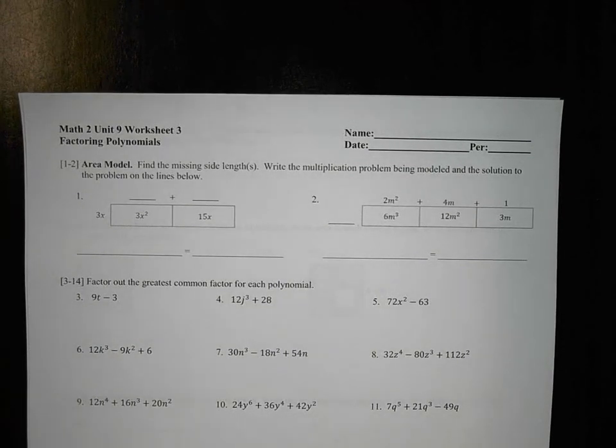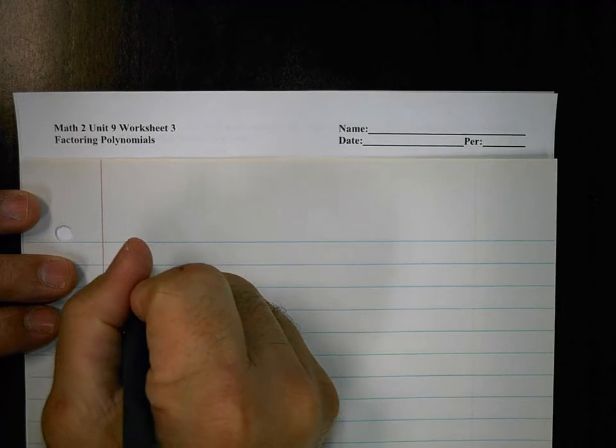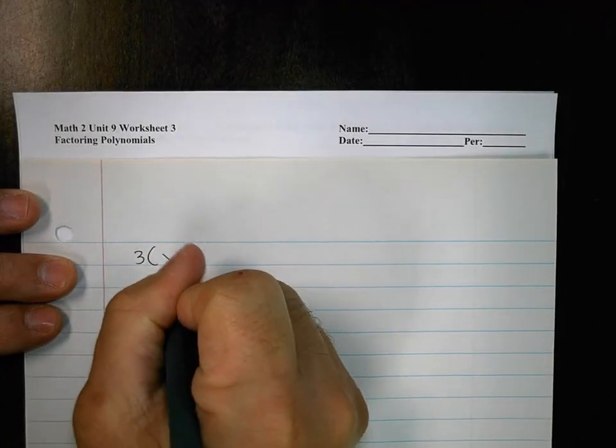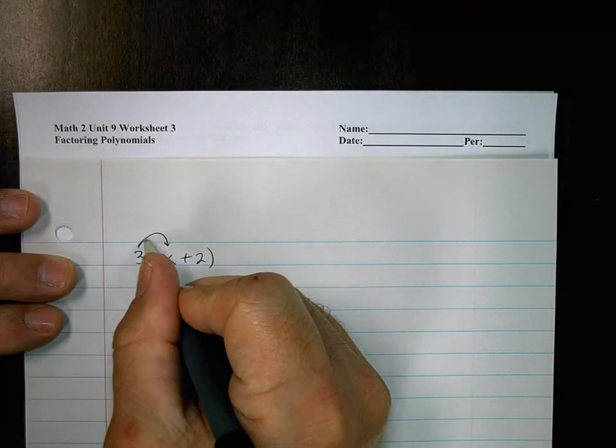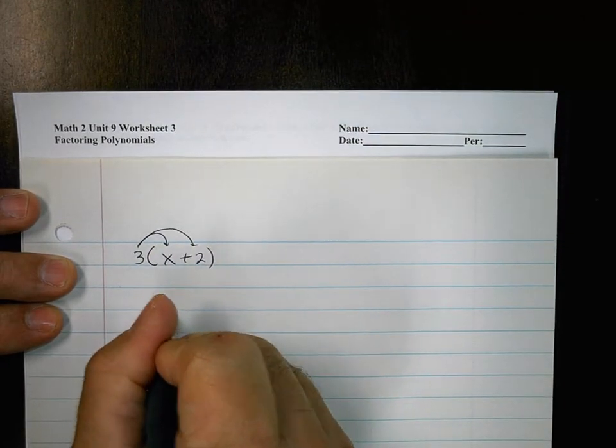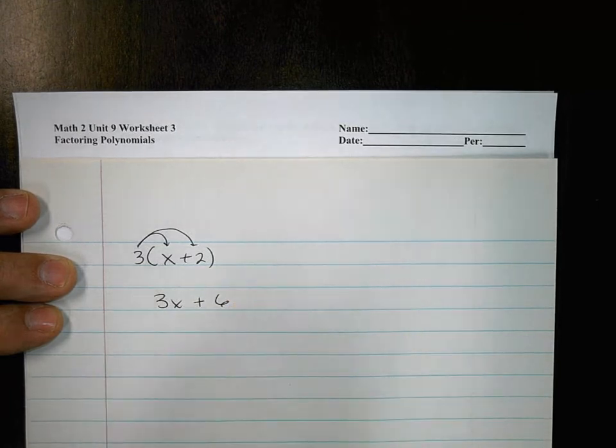All right, so earlier we did some multiplying of polynomials, and just a quick little review. What we did was we took, let's do something very simple like multiplying a monomial into a binomial. For example, let's say we take 3 times x plus 2. If we distribute that 3 in, what we end up with is 3x plus 6.